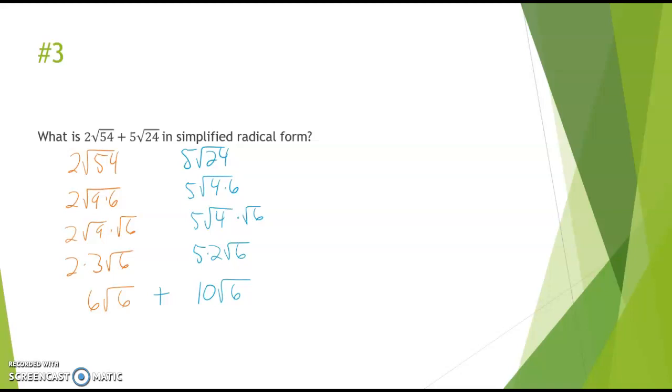Remember, whenever you add radicals, you only add the outside. So I'm going to go 6 plus 10 gives me 16, and then square root 6. So don't add the insides. The insides stay as they are, only add the outsides.